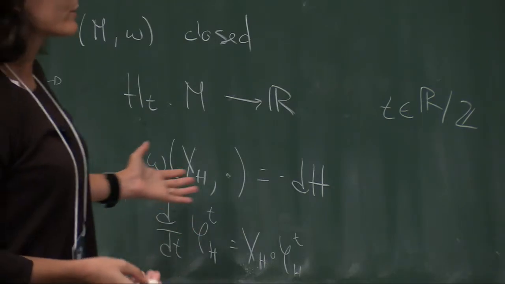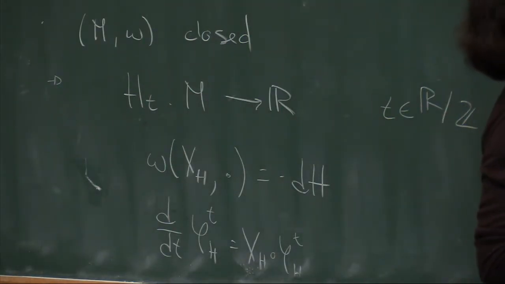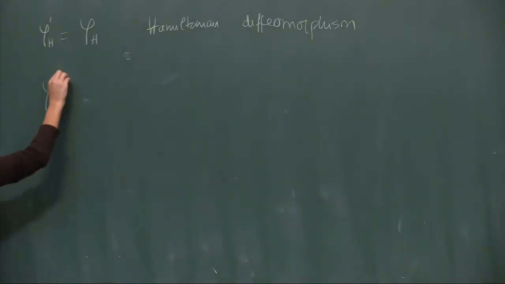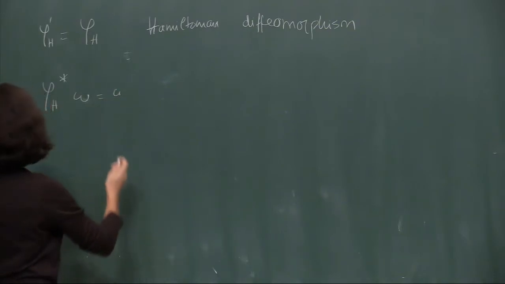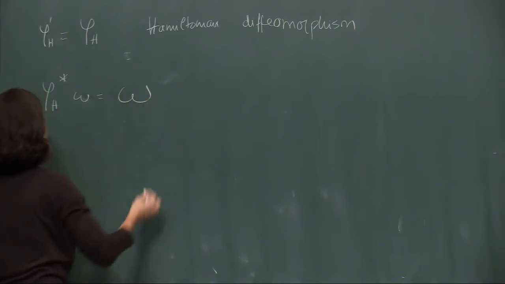Okay, so as we all know, a Hamiltonian diffeomorphism preserves the symplectic structure. But as we know, not all diffeomorphisms which preserve the symplectic structure are Hamiltonian diffeomorphisms. So they are not time one maps of a Hamiltonian flow.